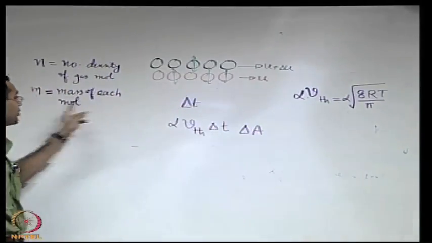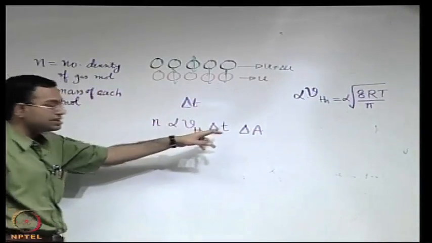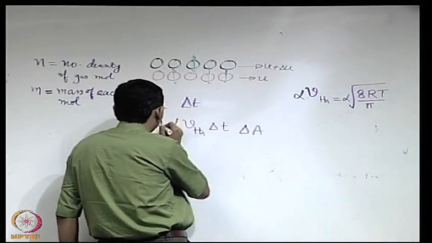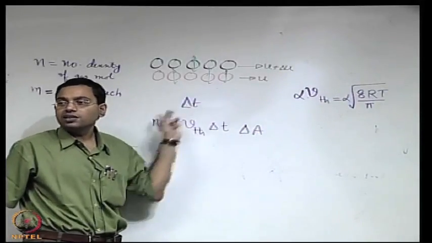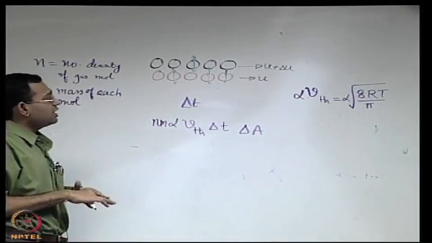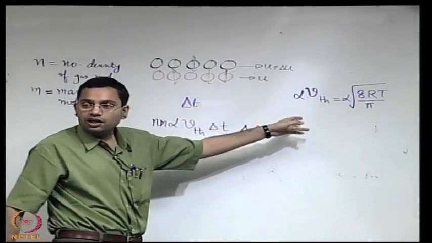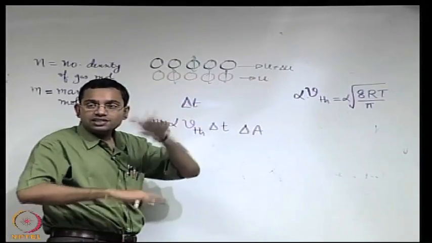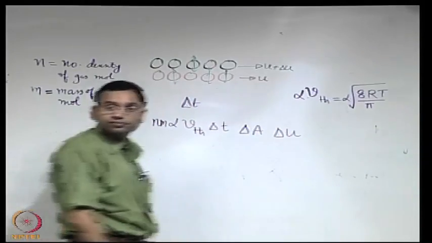And what is the mass within the total volume? First n is the number density, so n into this is the number of molecules in the total volume. If you multiply with m, the mass of each molecule, then this is the total mass in this volume. With this total mass, there is a molecular momentum of the upper layer, this into u plus delta u, and of the lower layer, this into u. So the net exchange of molecular momentum is the difference between the two, and that is this into delta u.